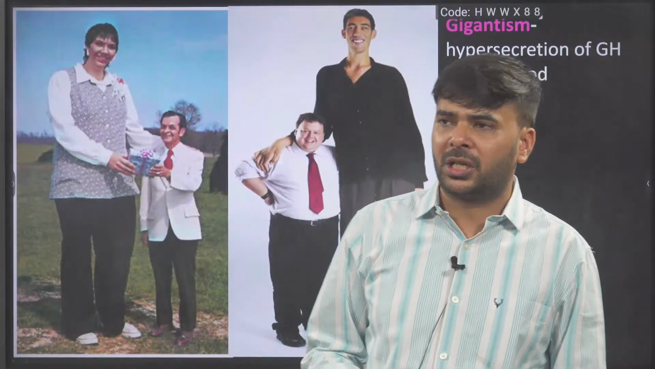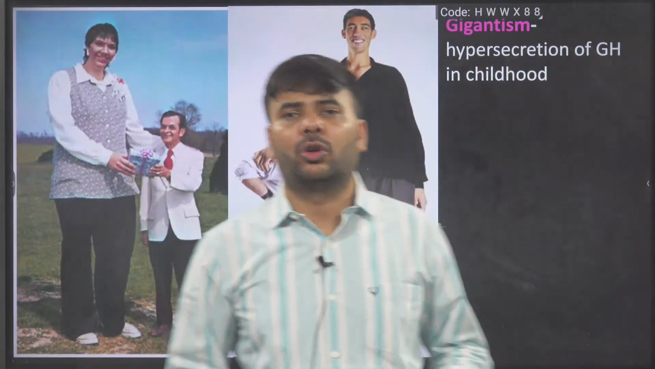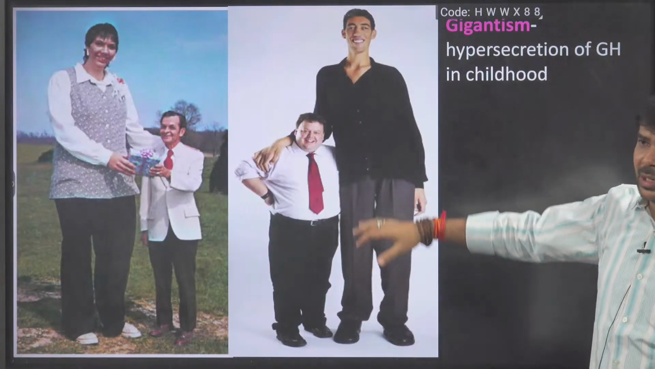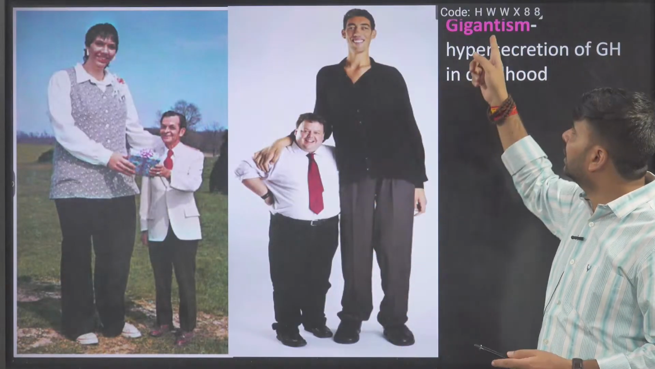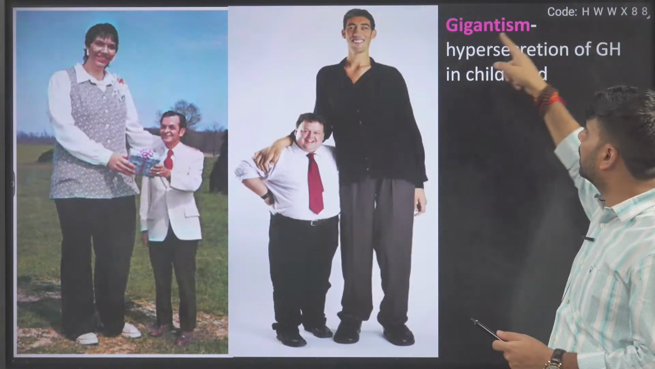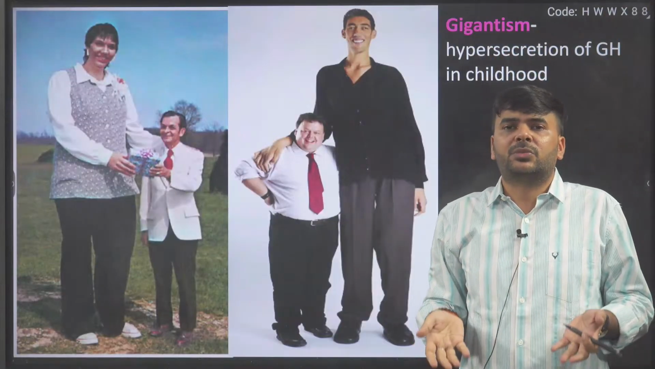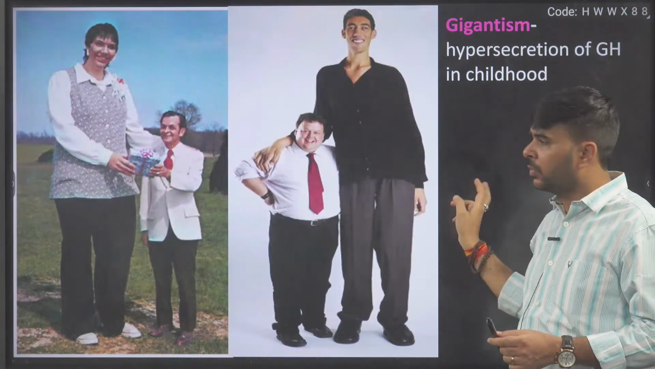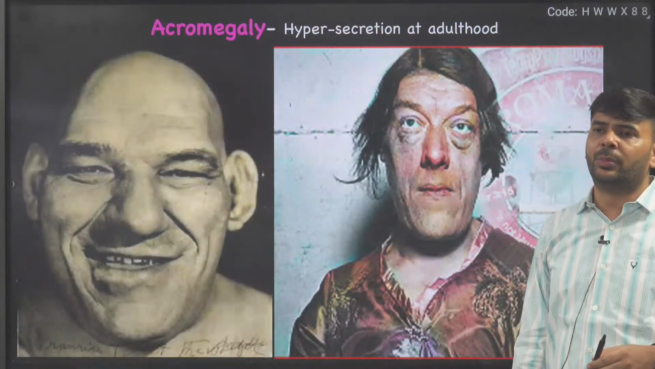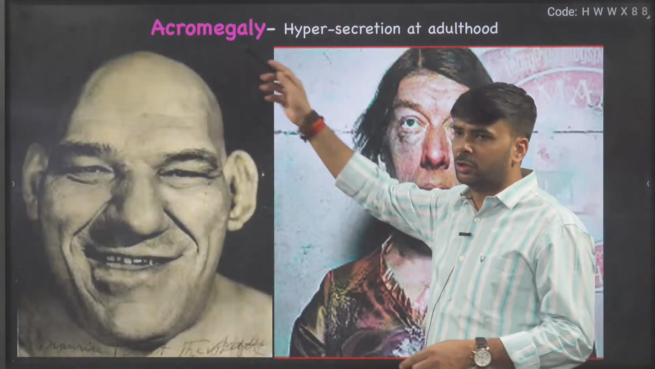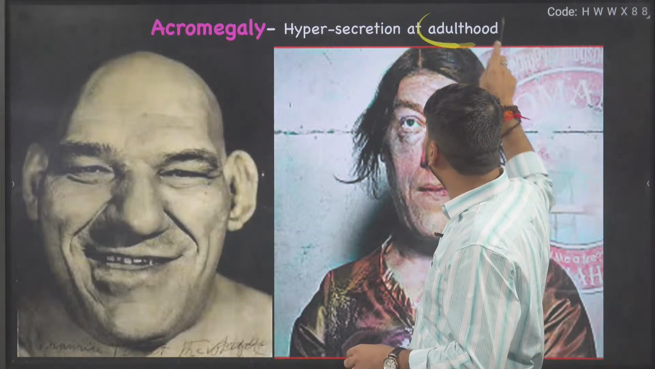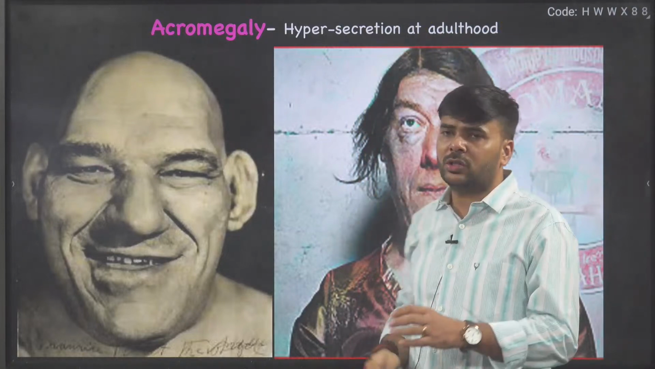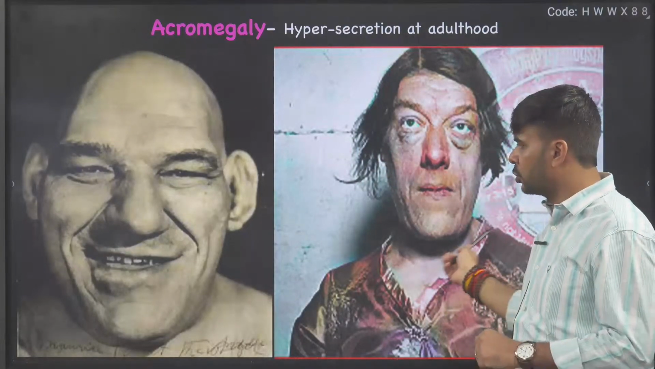Then go to gigantism, hypersecretion, more secretion. Hypersecretion means more secretion of growth hormone during childhood. It leads to gigantism. Gigantism is more growth, abnormal growth. Then go to acromegaly. Acromegaly is also hypersecretion, but during adulthood, not childhood. This is also summarized.